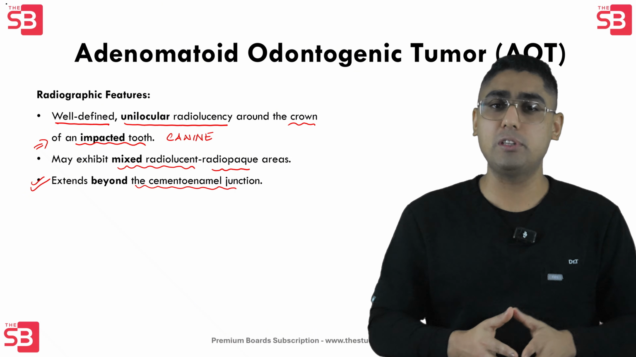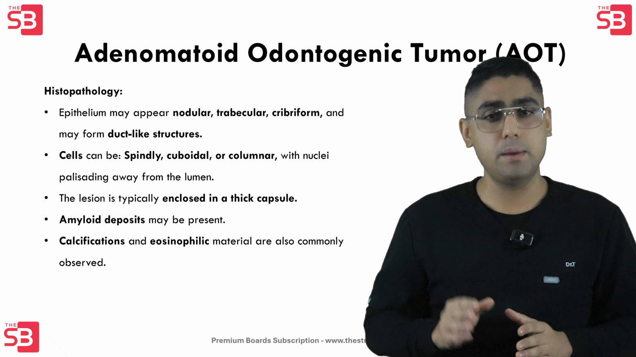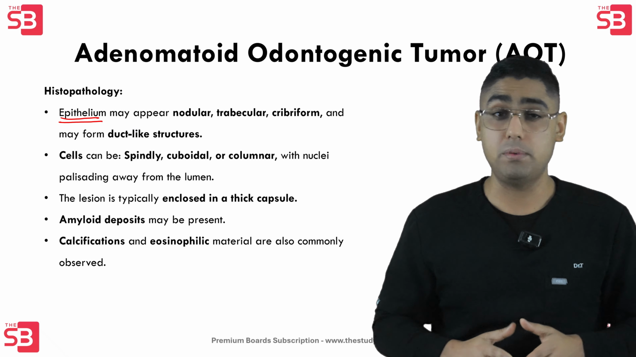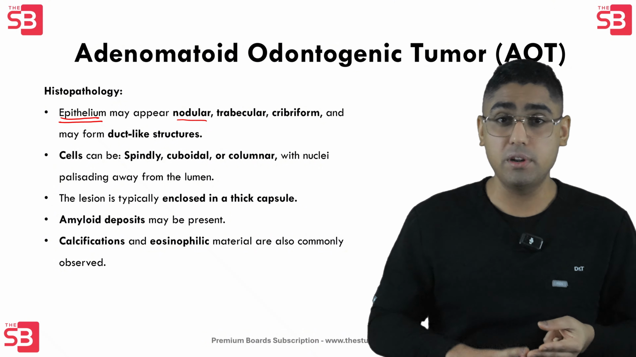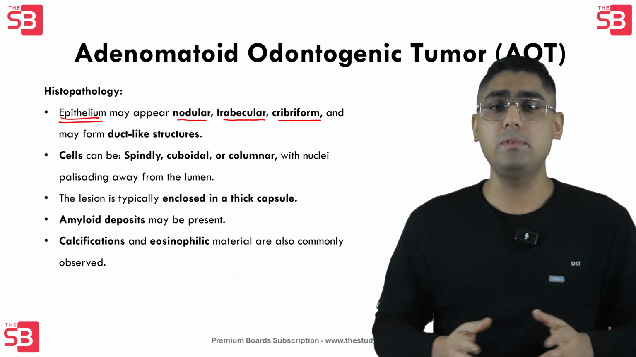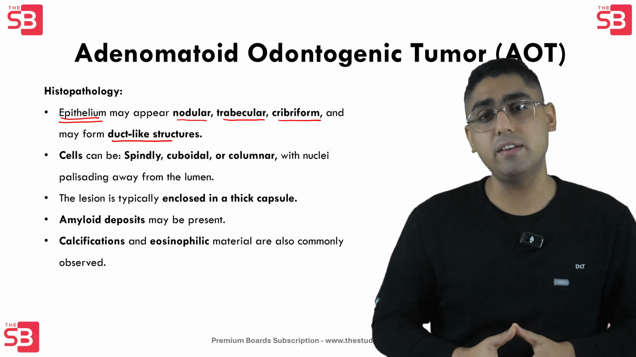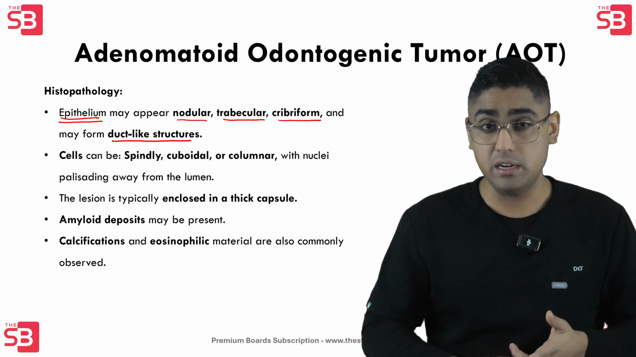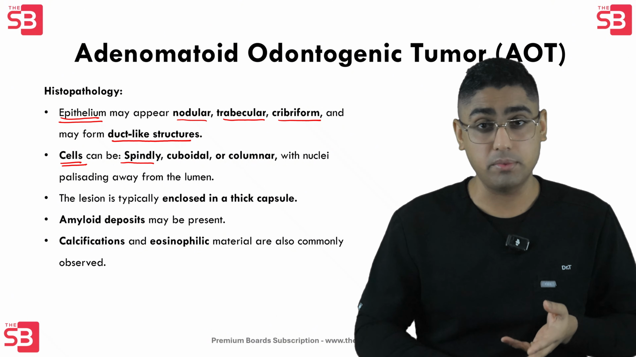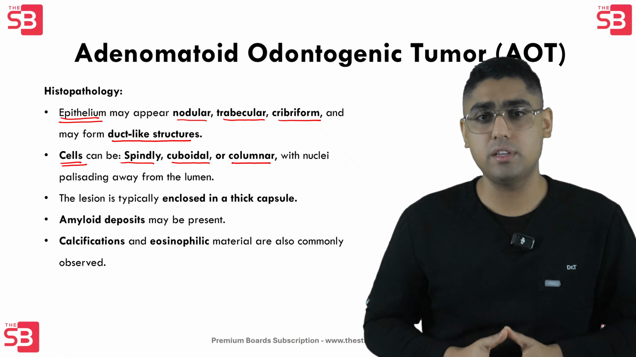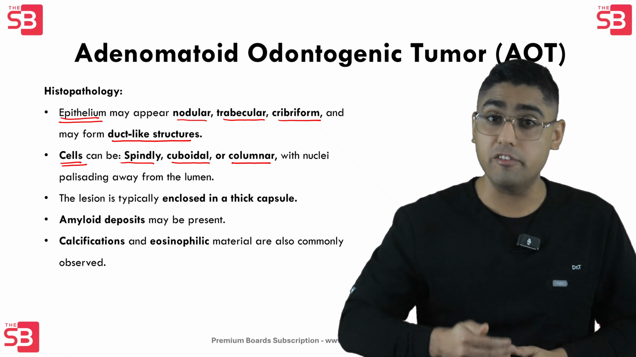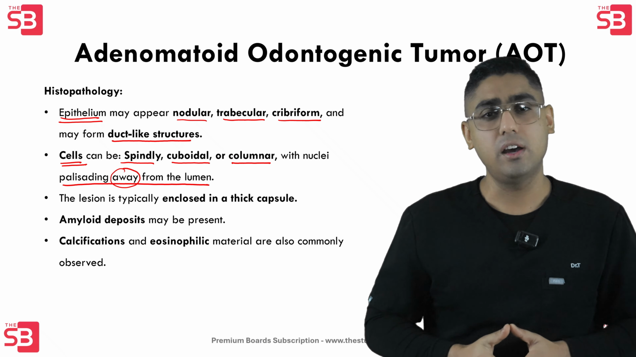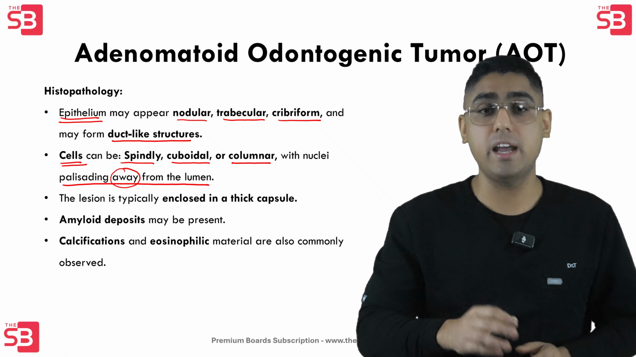Let's talk about the histopathology now. Microscopically, the epithelial component of AOT can show several growth patterns. It may appear nodular, trabecular, cribriform, or it can also form duct-like or rosette-like spaces that give it a glandular appearance. These tumor cells may be spindled, cuboidal, or columnar. And a very characteristic feature is that the nuclei tend to palisade away from the lumen of the duct-like spaces, lining very neatly along the outer edge. And that is the key diagnostic clue here.